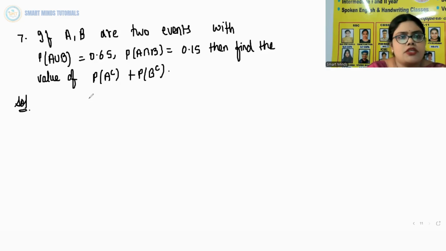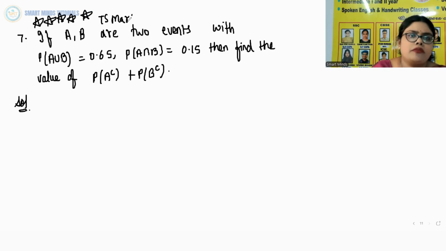Now take the next question. This question is also very, very important. It last appeared in TS March 2024. If A and B are two events with P of A union B is equal to 0.65, P of A intersection B is equal to 0.15, then find the value of P of A complement plus P of B complement.